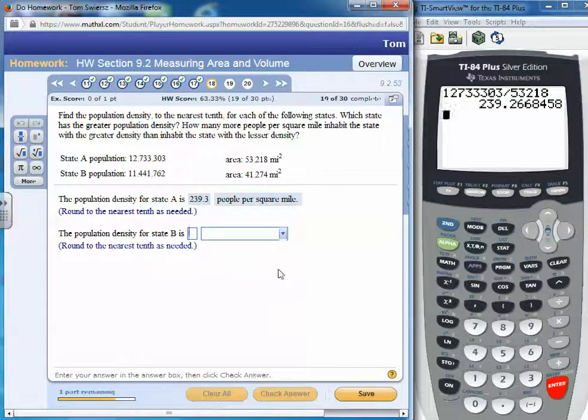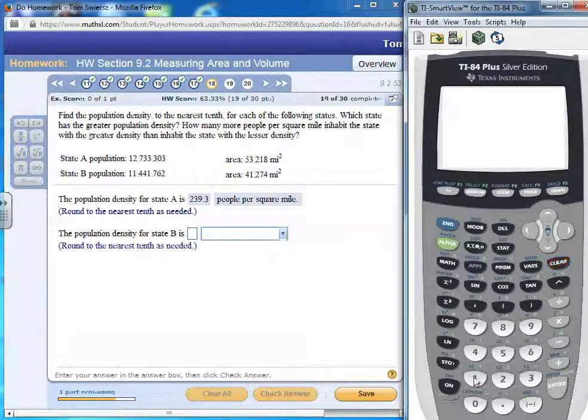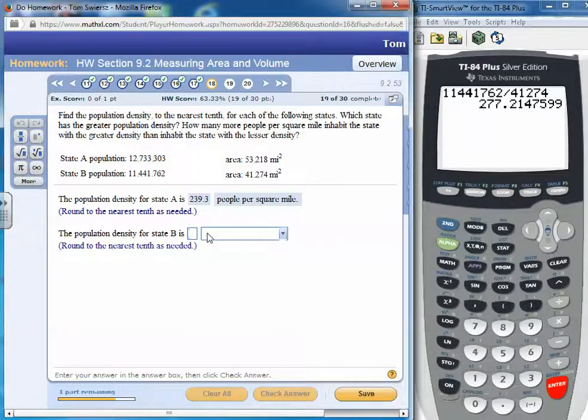Same idea for density for state B, just different numbers. So now we're going to take 11,441,762 people divided by its area, 41,274. This time we get 277.21, so we keep the 0.2 because a 1 follows, so we round down. And again, it's people per square mile.